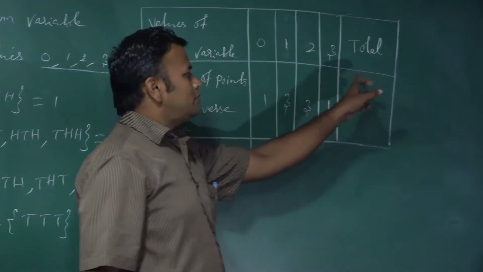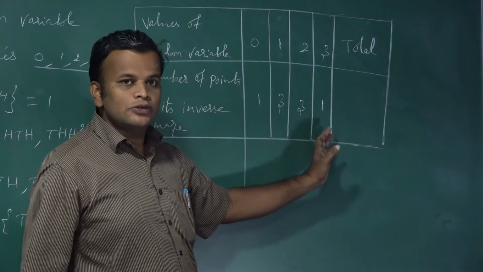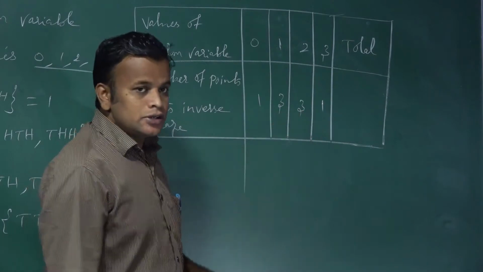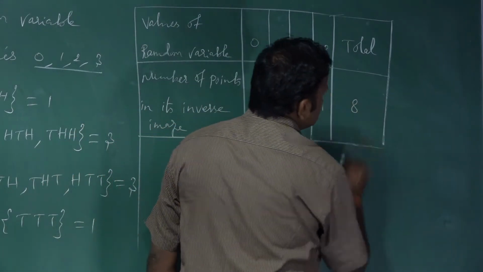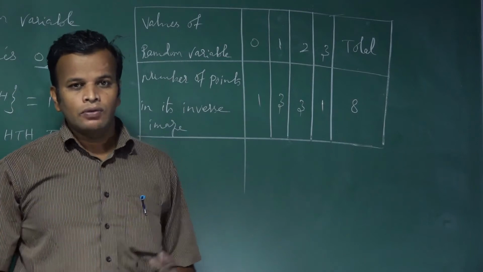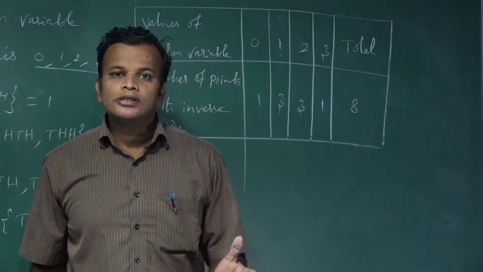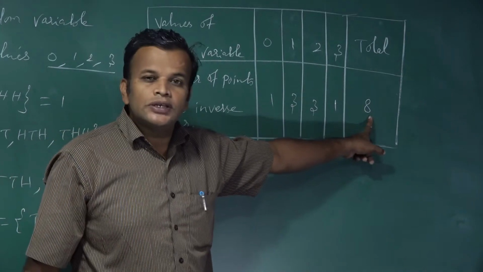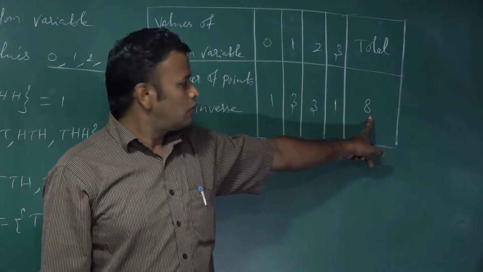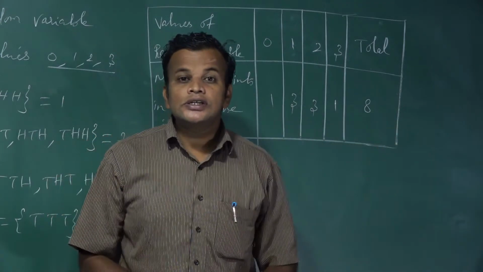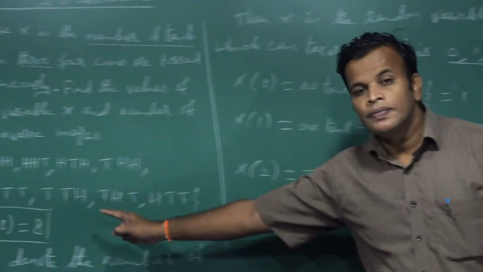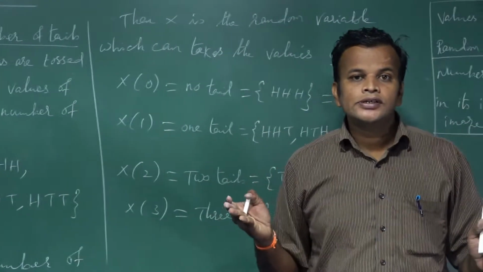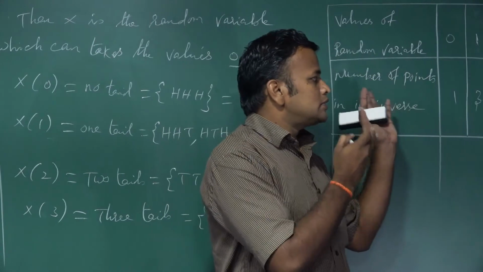Next, our total means we add the total number of points in inverse image: 1, 1, 2, 5, 8. So the total value should be equal to the sample space. You know very well, the total probability value is always 1. The number of points in inverse image total value should be equal to the sample space. What is that value? 8. Now we see the sample space value. The sample space value is also 8. So our answer is correct.